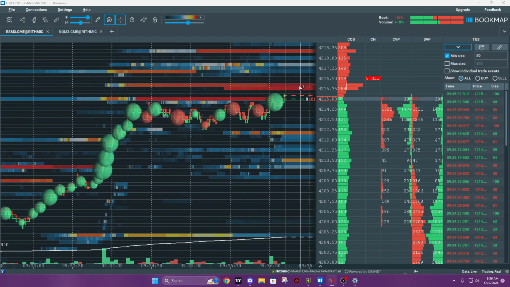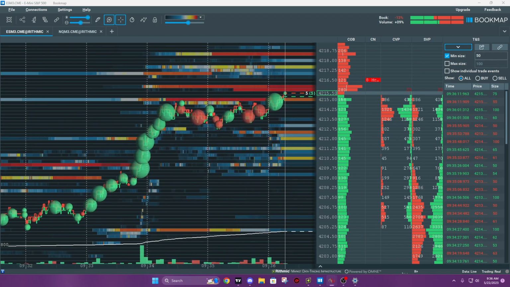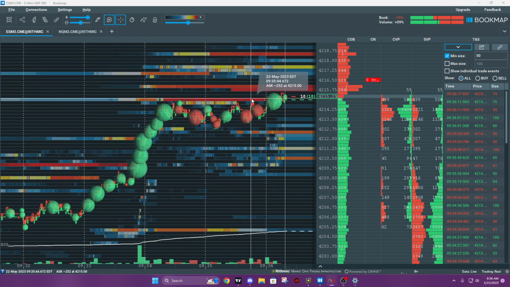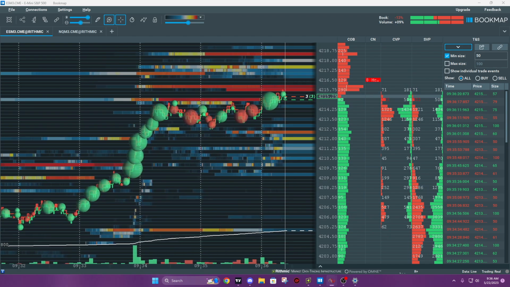So a lot of orders sitting here, 42.15 area. You see we slowed down once we got here, right? That would have been a good trend win. Was a trend win.